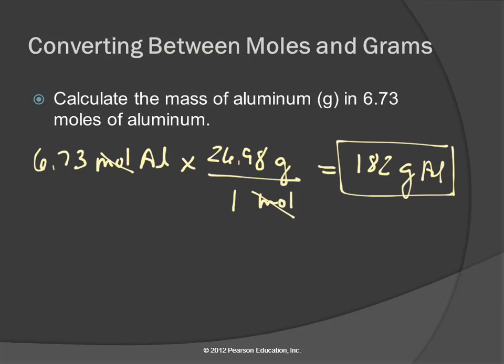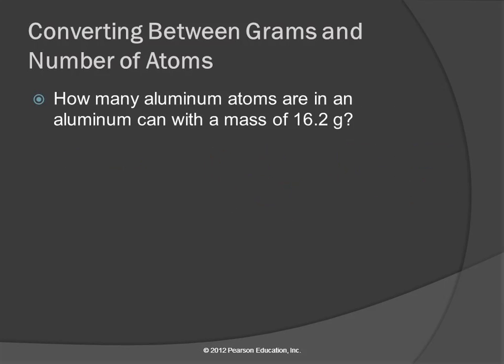We can also convert between grams and number of atoms, just like we did with counting nails by weighing them. So how many aluminum atoms in an aluminum can with a mass of 16.2 grams? 16.2 grams of aluminum. Now we can do this in 1 step or in 2 steps. We could go grams to moles to number of atoms.